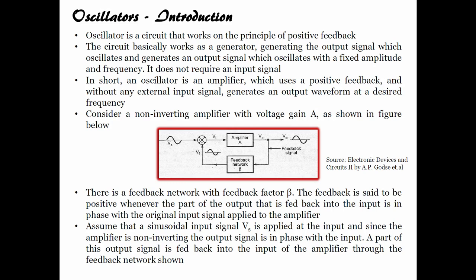So, when you want to design an operational amplifier as an oscillator, you have to apply positive feedback. And as you can see here, there is a signal Vs, and there is an input signal Vi, which depends on Vs and the feedback signal Vf. There is an amplifier which amplifies the signal, and part of the output signal is fed back to the input, and what I said is that the part of the output signal that is fed back to the input should have the same phase with respect to the input signal.